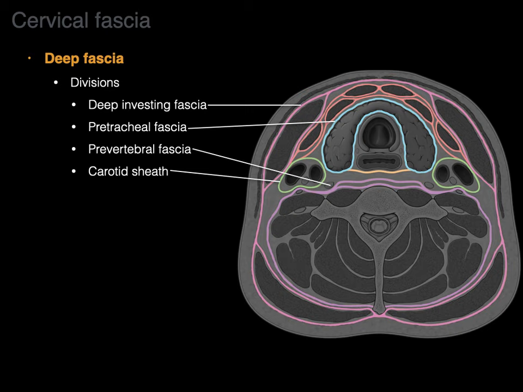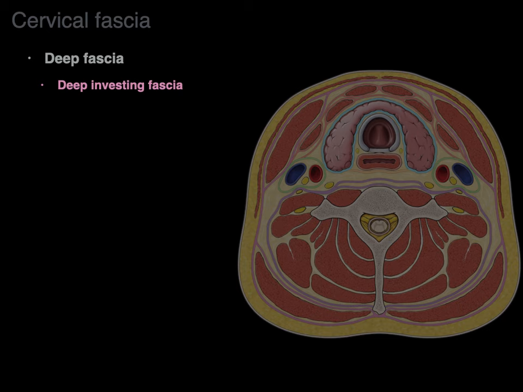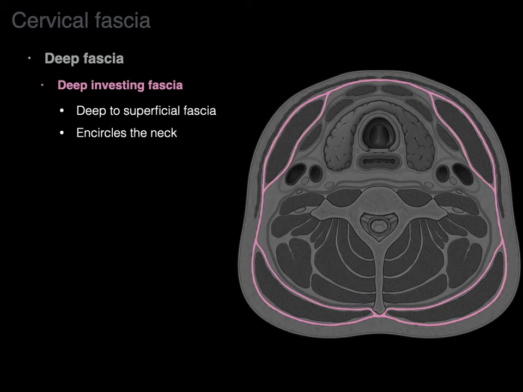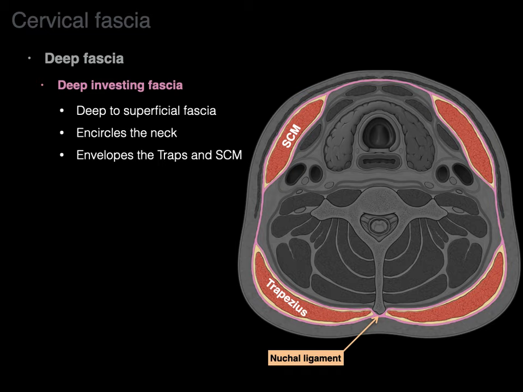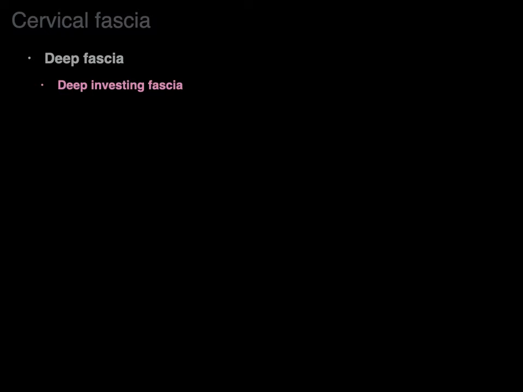We're going to start with the deep investing fascia first. The deep investing fascia is that structure there, and it's deep to the superficial fascia, and it arises and circles around the entire neck. It arises from the nuchal ligament, and then it's going to envelop the trapezius muscle and the sternocleidomastoid, and then wrap around to the other side of the neck. So the deep investing fascia envelops the sternocleidomastoids and traps on both sides, and it looks like the four corners of the neck. The deep investing fascia forms the roof of the posterior triangle.